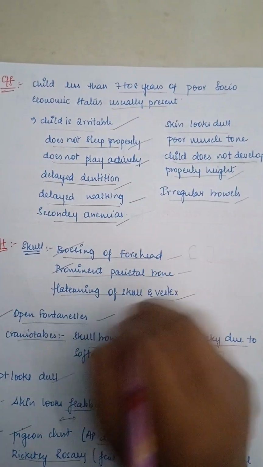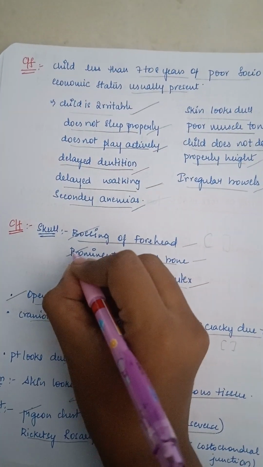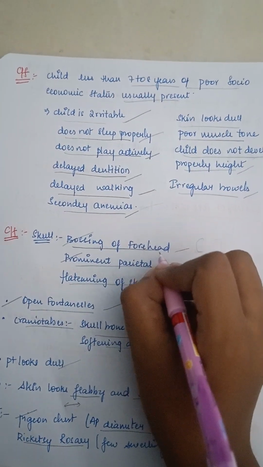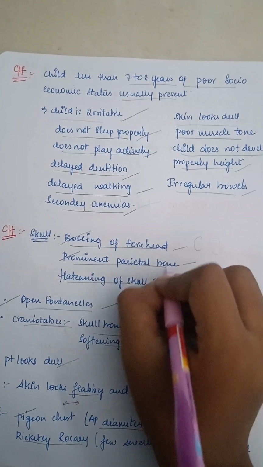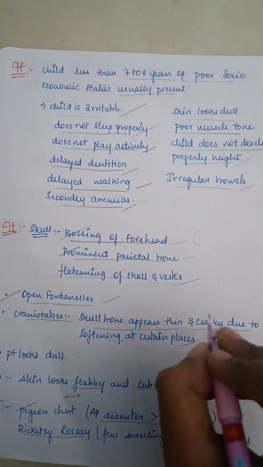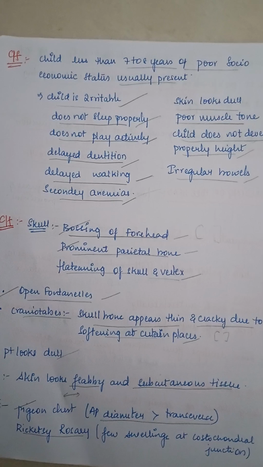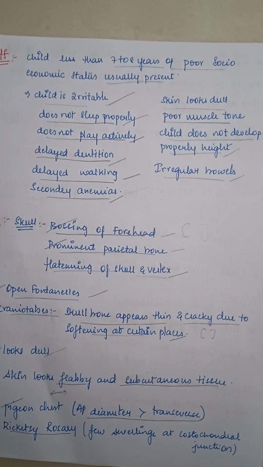So let's learn in detail about the clinical features from head to toe. In the skull, you can see bossing of the forehead, prominent parietal bone, flattening of the skull and vertex. You can also see that the patient can have open fontanelles, craniotabes. This is one of the prominent features seen in rickets.